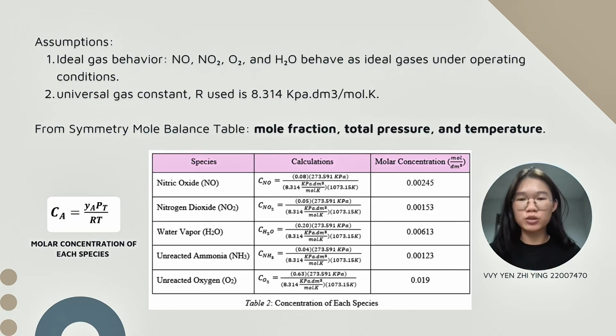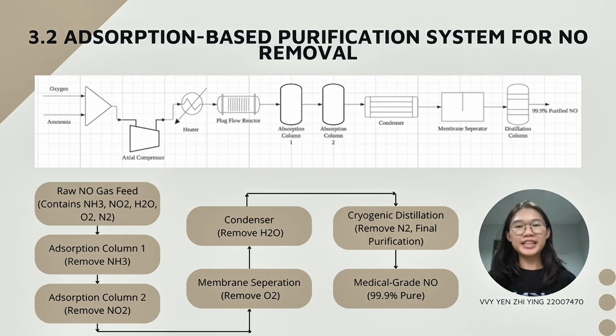These values are very crucial for designing an effective separation process to achieve medical grade purity. To achieve 99.9% purity of nitric oxide, we use a multi-stage purification process combining adsorption, condensation, membrane separation, and cryogenic distillation. The process starts with two adsorption columns. Column 1 removes unreacted ammonia through counter-current liquid phase adsorption. Column 2 eliminates nitrogen dioxide, reducing reactive impurities.